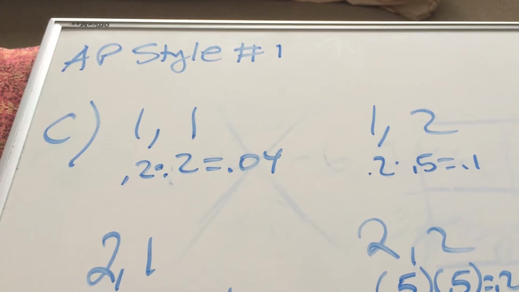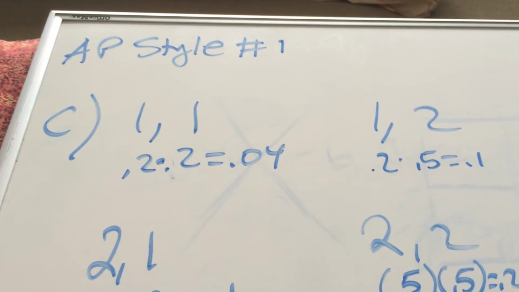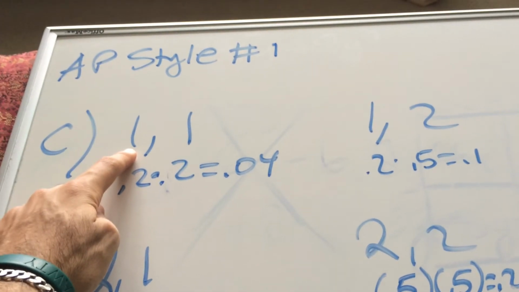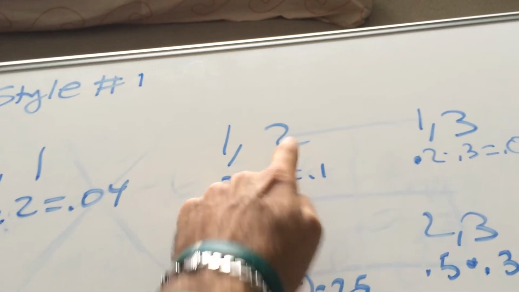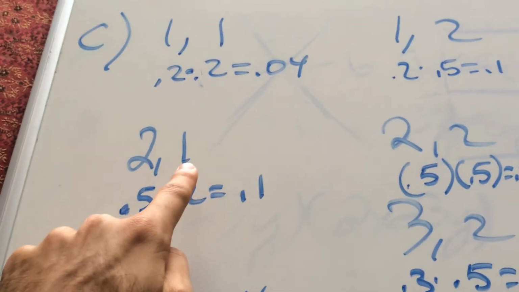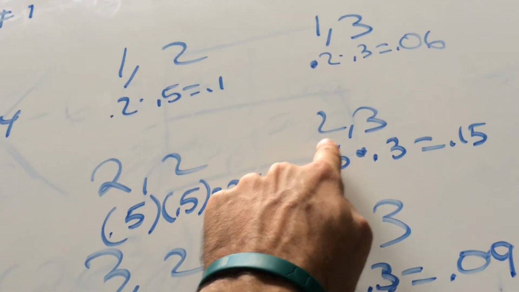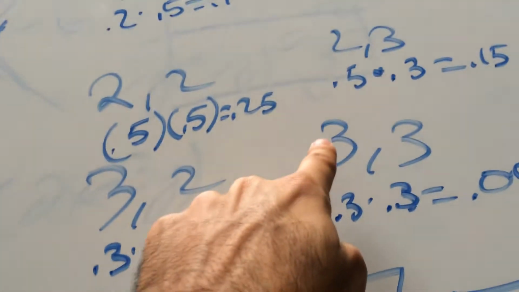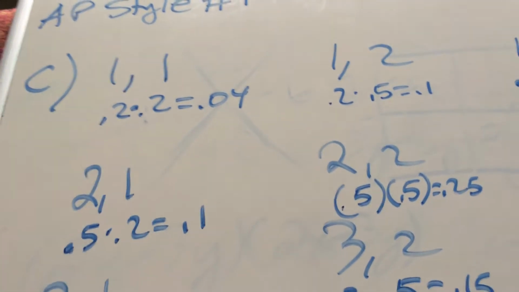So if y is the sum of two x's, then I could get a 1 the first time for x and a 1 the second time. I could get a 1 and a 2, a 1 and a 3. I could get a 2 the first time and a 1 the second time, a 2 and a 2, a 2 and a 3, a 3 and a 1, a 3 and a 2, and a 3 and a 3. Each of these, call it trials, right?